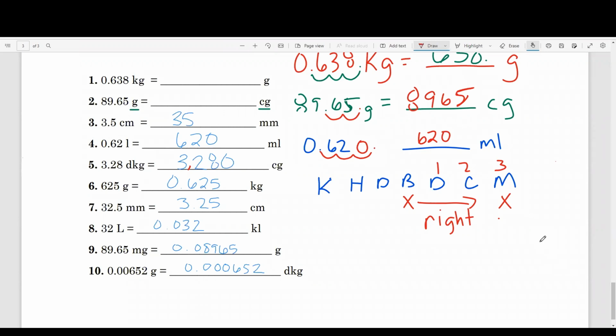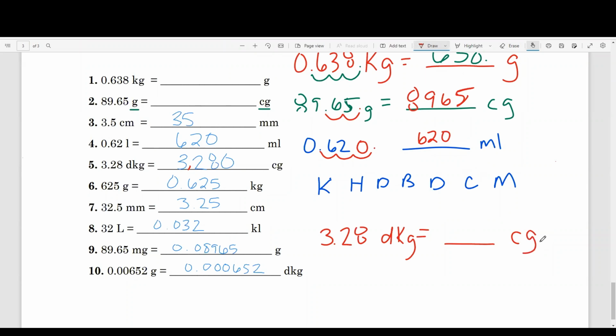Can you go over number 5, please? Number 5 says 3.28 decagrams is how many centigrams? All right, so let's see. Number 5. We're saying 3.28 decagrams. How many centigrams?